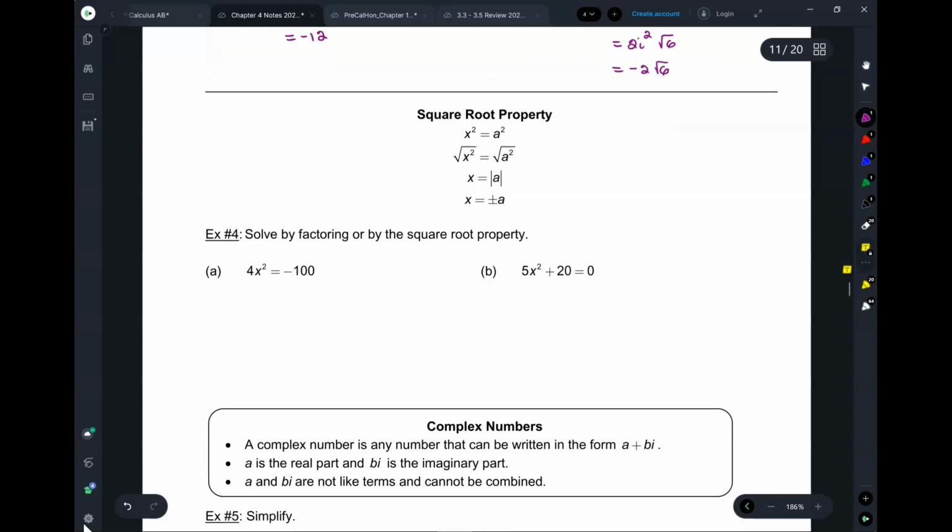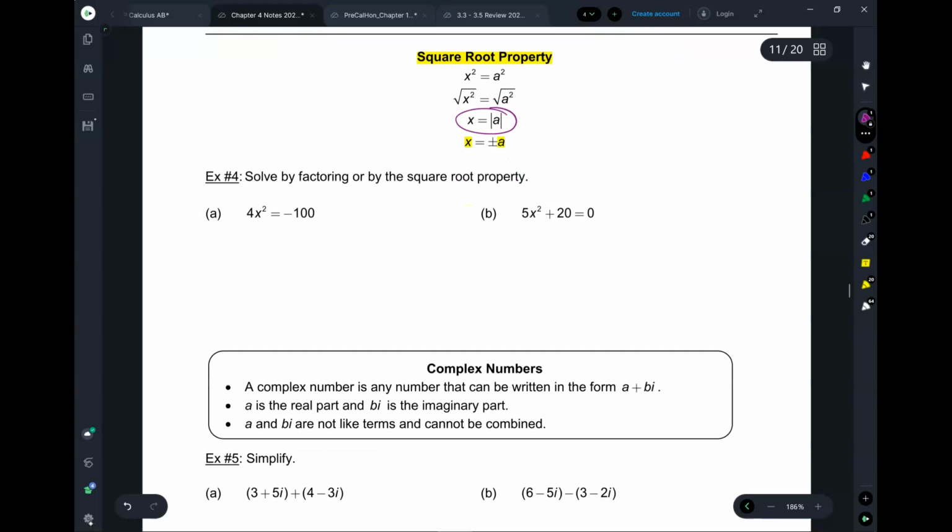Square root property. If you have x squared equal to something squared, you can take a square root of both sides, and then you get x equals plus or minus the number. We know this. You've been doing this forever. This is called the square root property: you can take the square root of both sides, but the value that you get is an absolute value, so it's plus or minus.